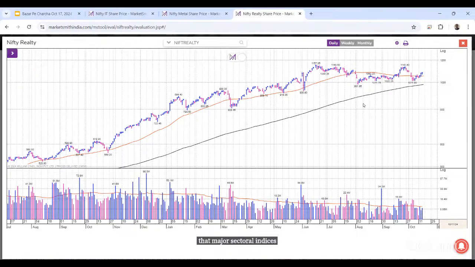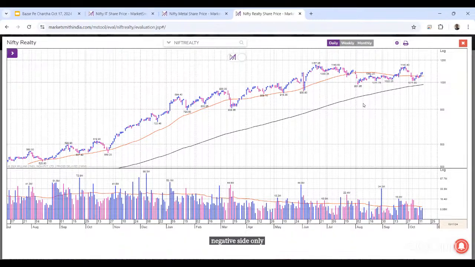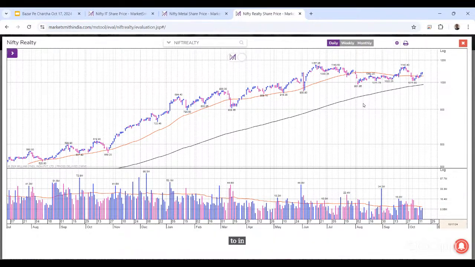Again, we try to analyze almost all major sectoral indices. Nifty 50 itself is showing negativity. Bank Nifty is showing negativity. Realty is showing negativity. Metal is showing a 50-50 to negative side. Then FMCG. So at the current juncture, the majority of the indices are showing a negative side only. If I talk about grouping, 60 to 70% of sectoral indices are showing a negative move of between 3 to 5%. So this ongoing correction may extend further in coming weeks.